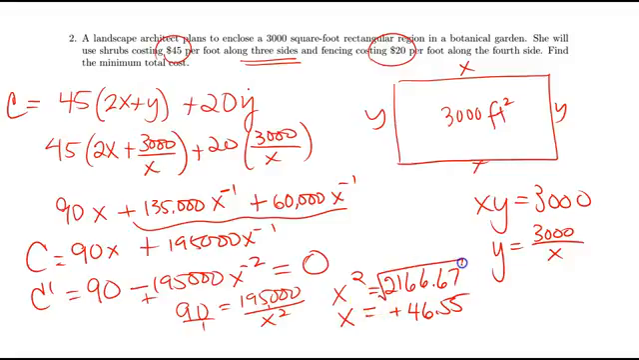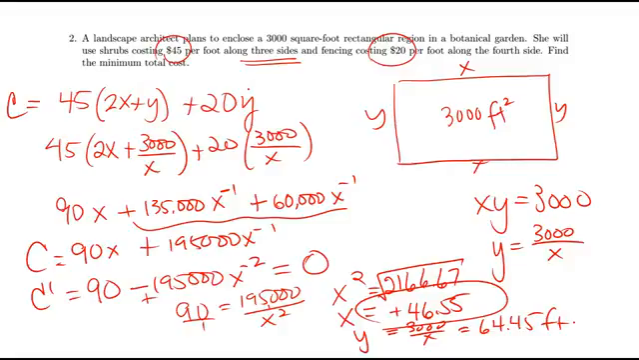So that's how I did it. I took the square root of this number. And then once I had x, I could figure out y, because y equals 3,000 divided by x, and that's 64.45 feet.